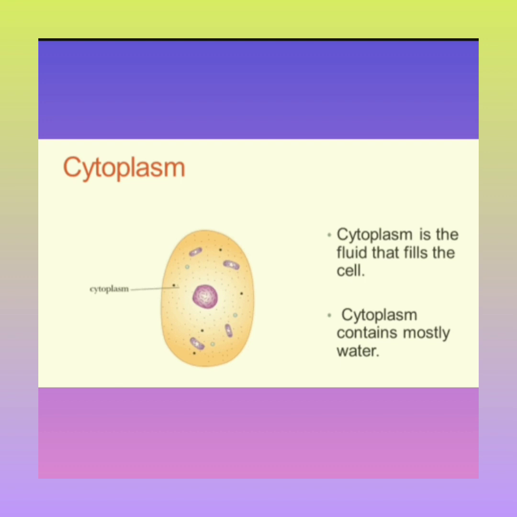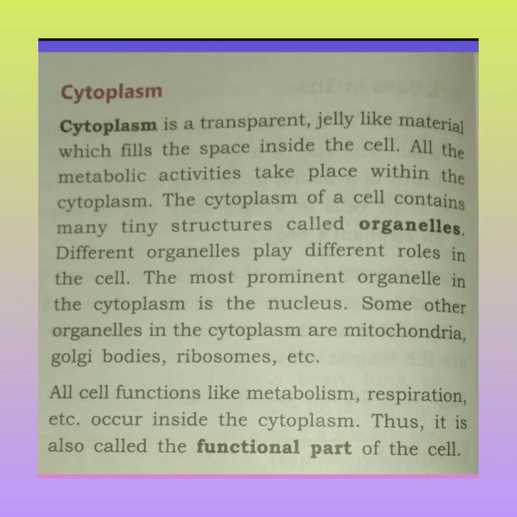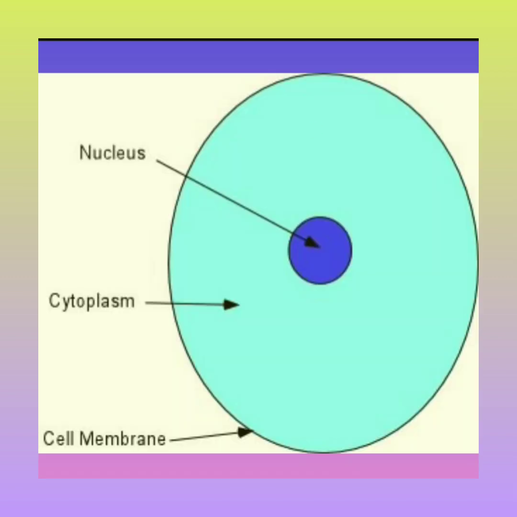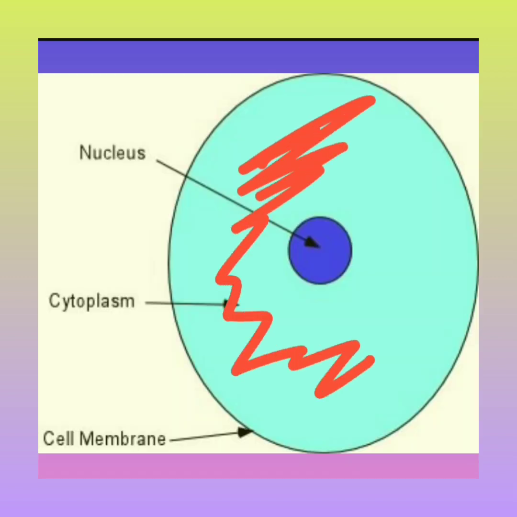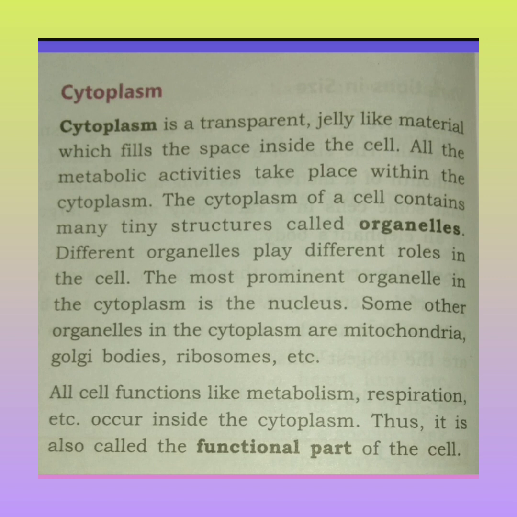Cytoplasm is the fluid that fills the cell, and it contains mostly water. Cytoplasm is also called the functional part of the cell. It is a transparent jelly-like substance present between the cell membrane and the nucleus. Cytoplasm contains various components and tiny structures called organelles like mitochondria, Golgi bodies, ribosomes, etc.